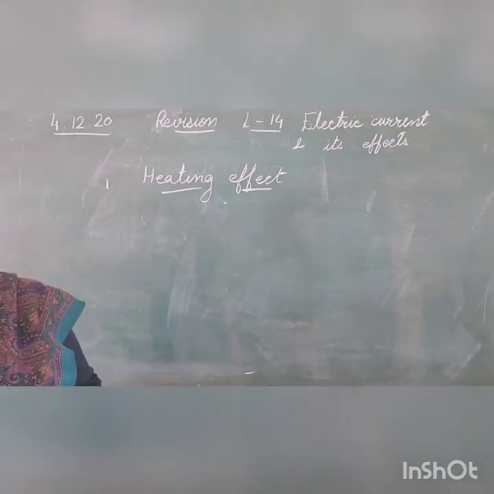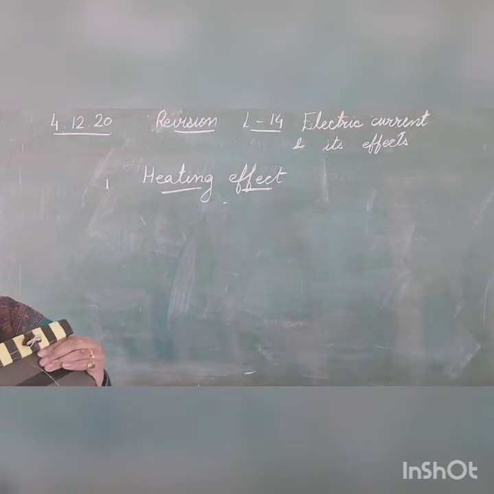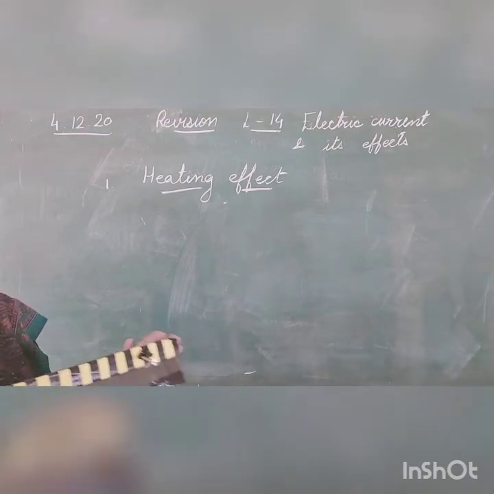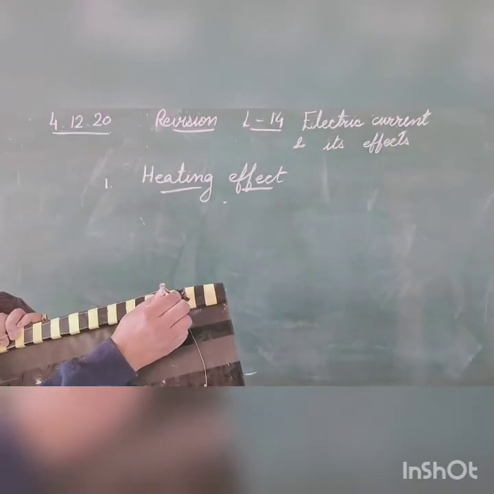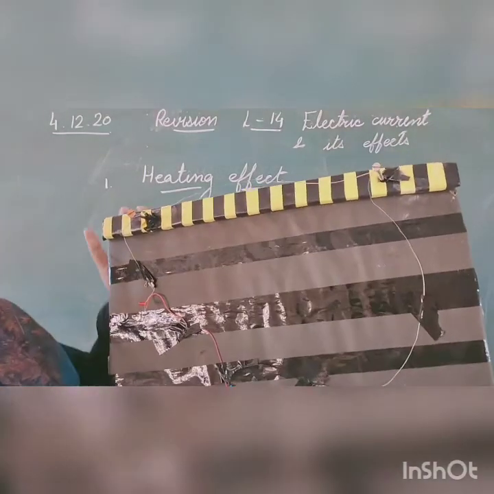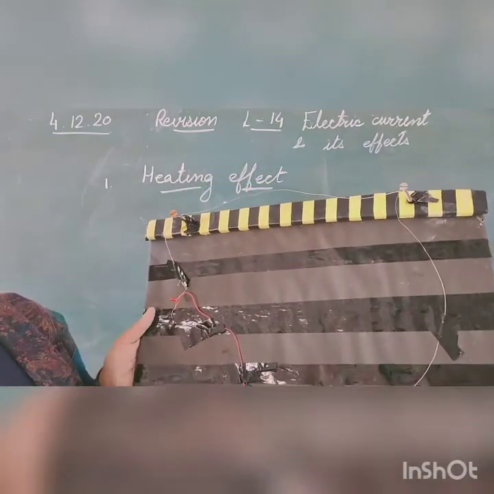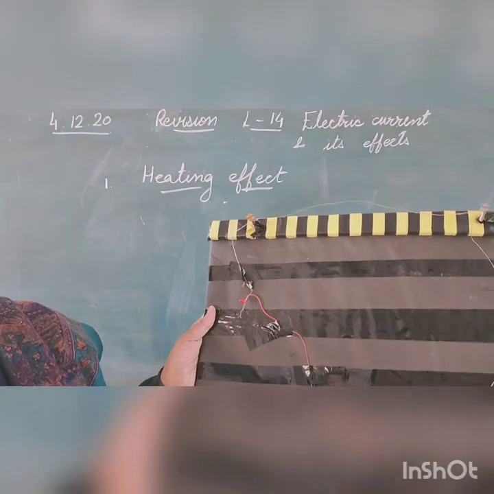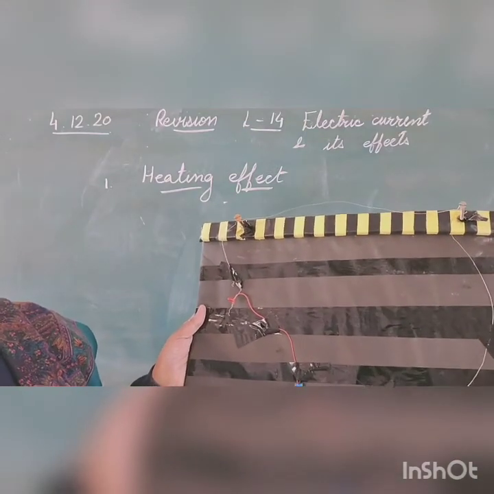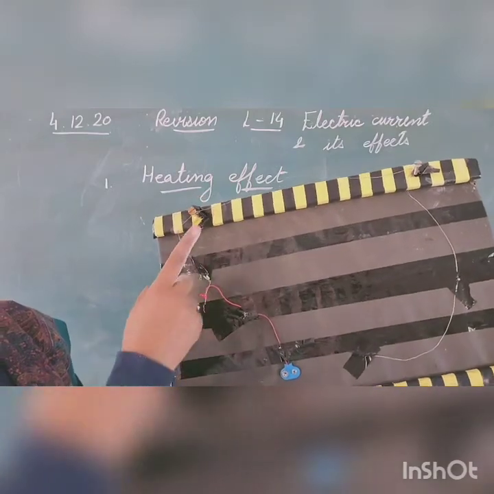And there is an activity, how can you show the heating effect of current? I had shown you that also, and I will show you again. For that, I have taken a nichrome wire. Children, I have made this activity for you. This is the nichrome wire. Why have I used particularly a nichrome wire? Because it becomes red hot on passing electricity.